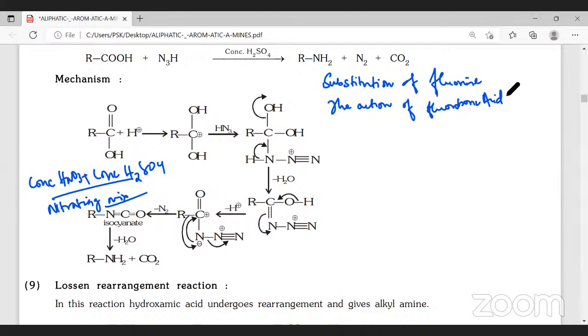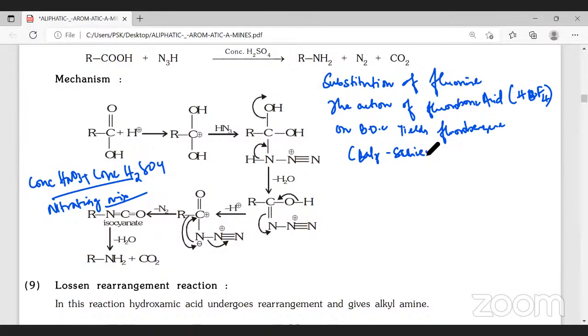Fluoroboric acid, the molecular formula is HBF4. The action of fluoroboric acid on benzene diazonium chloride yields fluorobenzene. This reaction is called the Balz-Schiemann reaction. So the action of fluoroboric acid on benzene diazonium chloride gives fluorobenzene, and this reaction is named the Balz-Schiemann reaction.